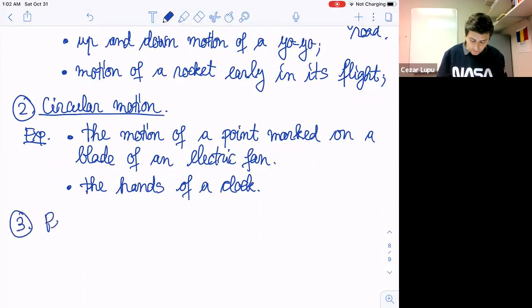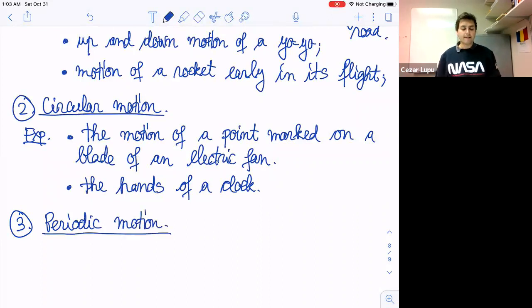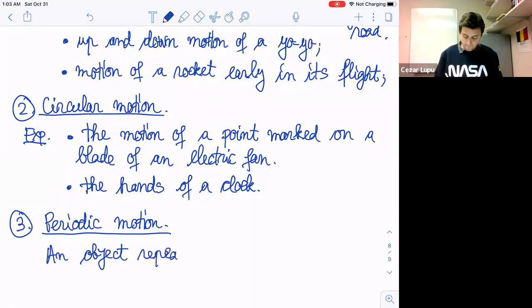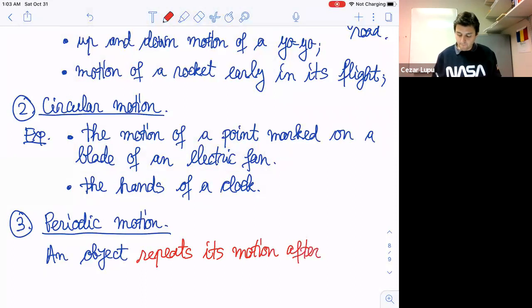Let's talk about periodic motion. So periodic motion. In this case, let's say an object repeats its motion after some time. So repeats. Okay, let me write like this. Repeats its motion after some time.